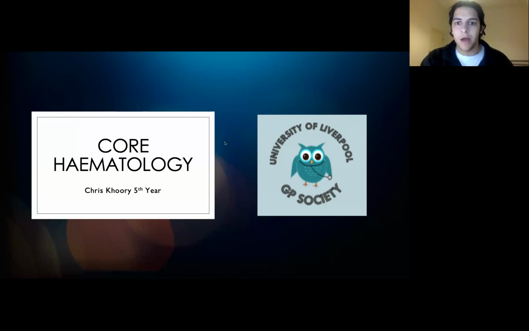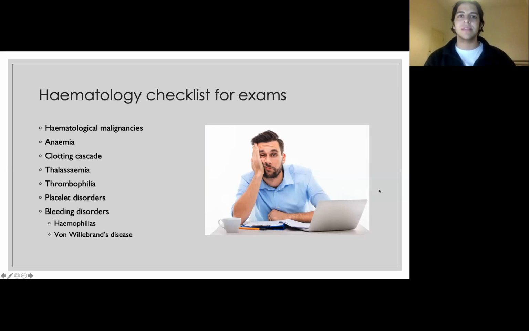So this is a broad list of things which I think would be good to go over for exams. It's certainly what I used to go over for finals. It is quite a long list, and haematology can be quite an overwhelming topic to get your head around. Lots of different terms, and it can be confusing. I can't really go over all of this today because I'd be here for hours.